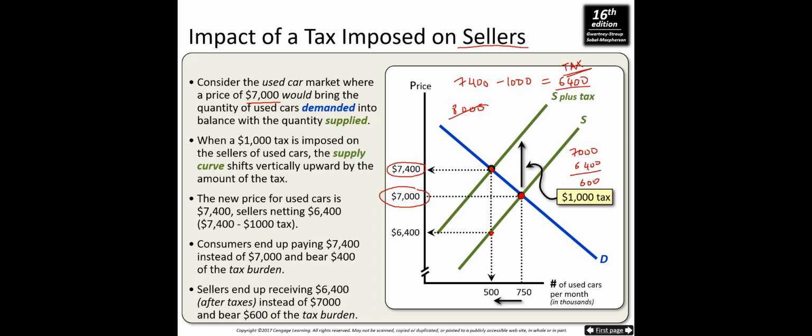So buyers were paying 7,000 for the same car before, but now are paying 7,400. So 400 comes from the buyer's pocket. So as you see, the tax burden is distributed among sellers and buyers. Sellers, although required to pay $1,000, are not paying all of the tax. So the statutory tax is on sellers, but the burden of the tax is 600 on sellers and 400 on buyers.